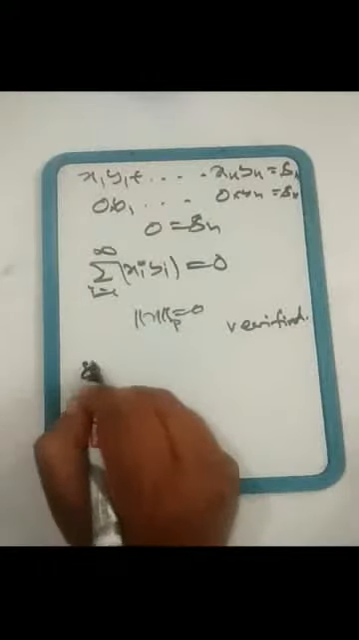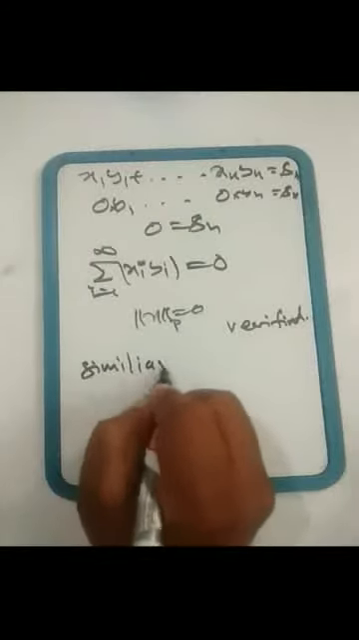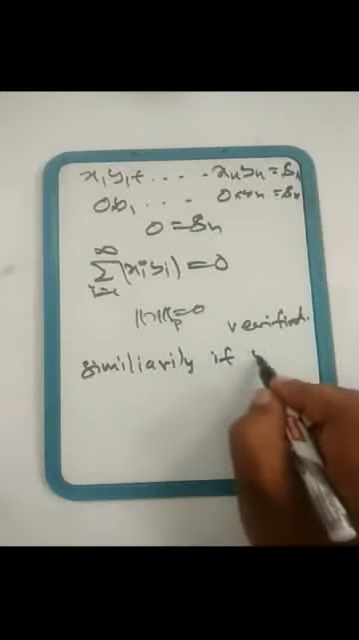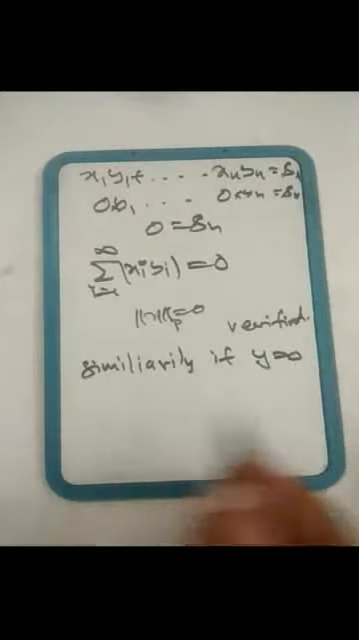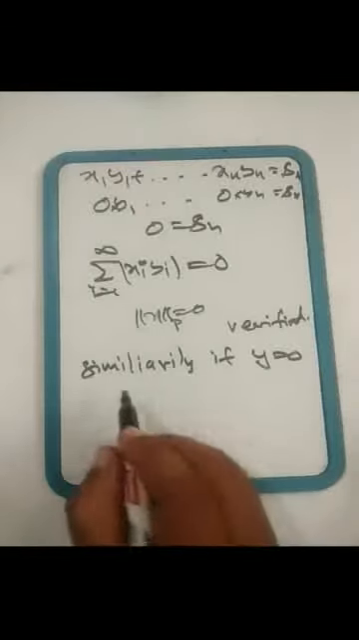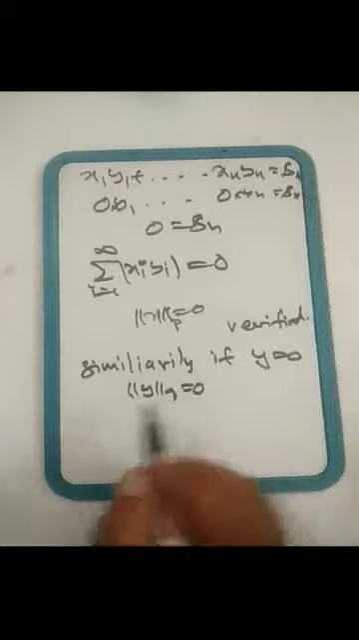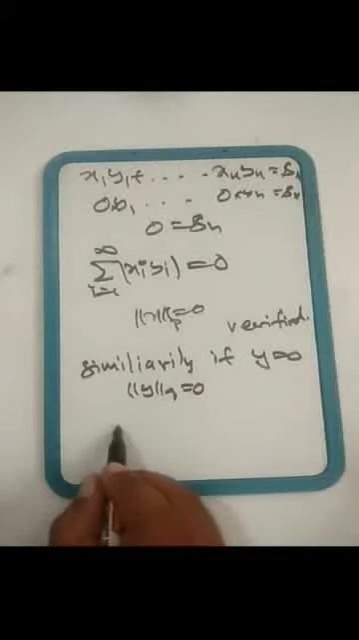Similarly, if y is equal to 0, it is also verified, the norm of y is 0, the qth norm is 0, and so on, because the qth norm of y is what?